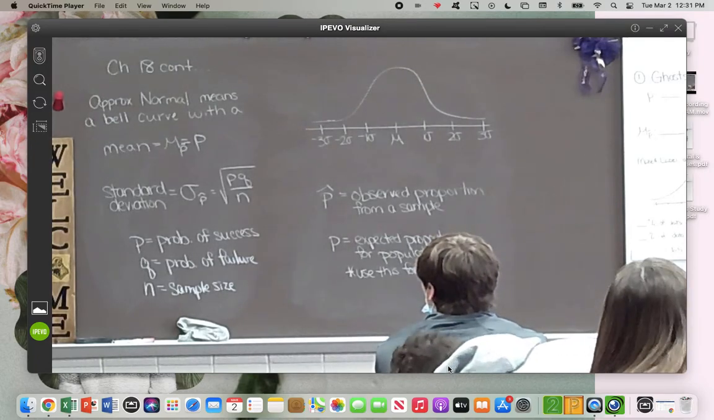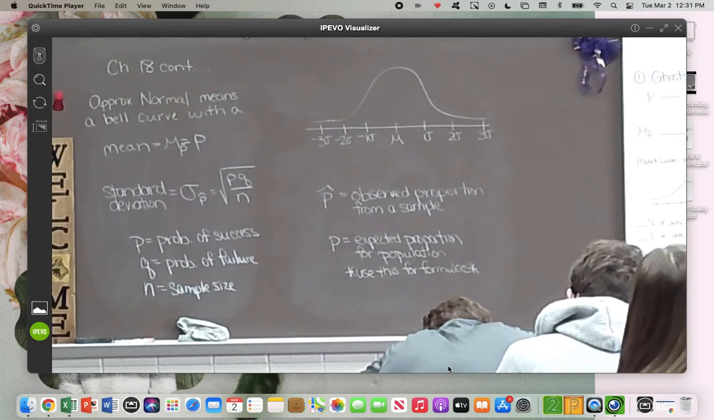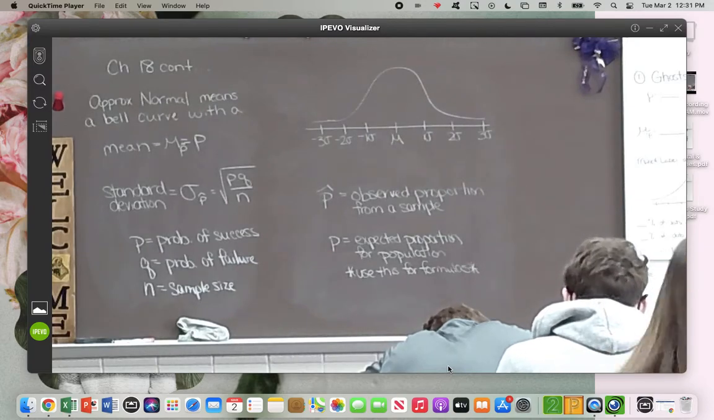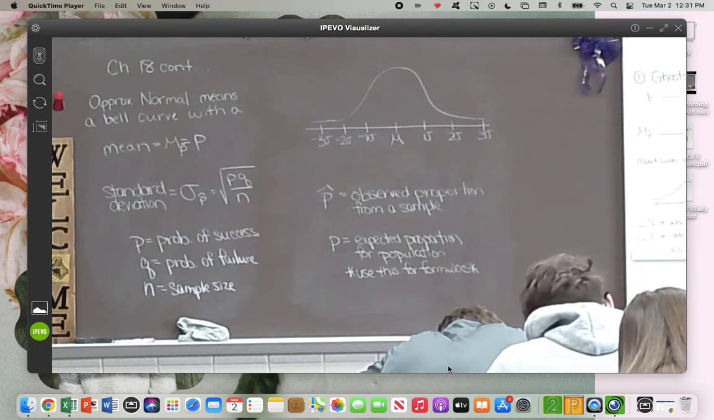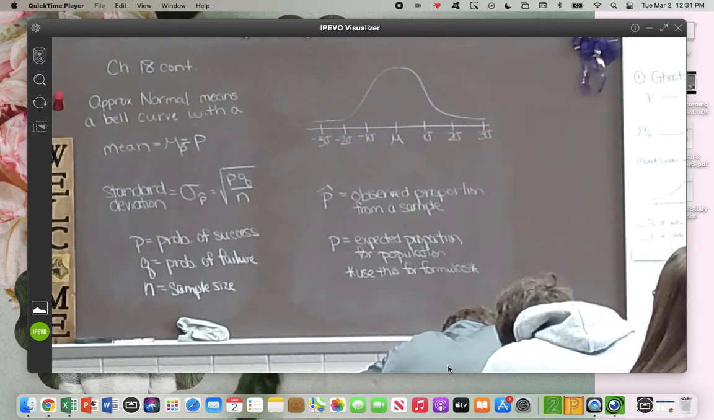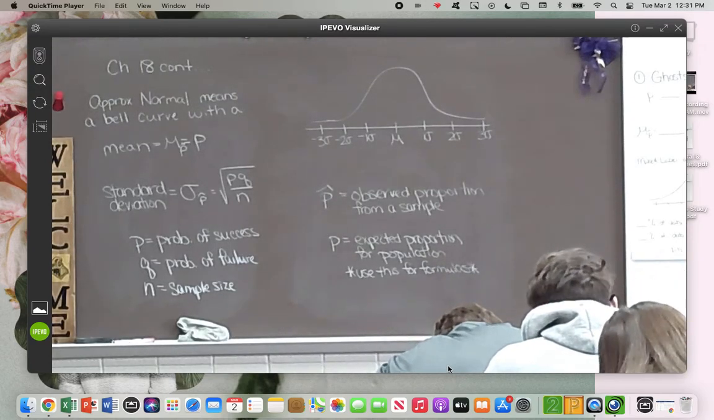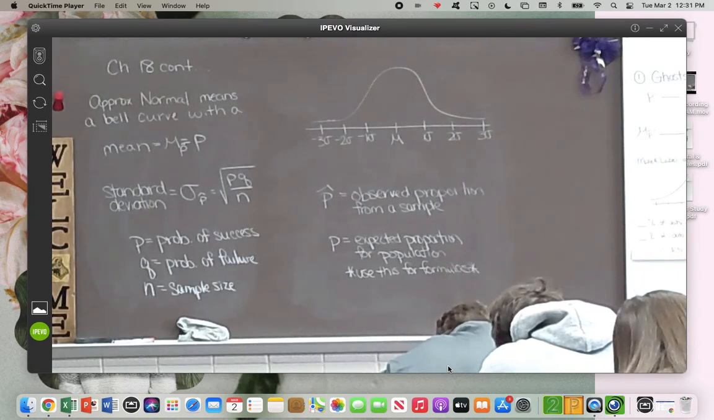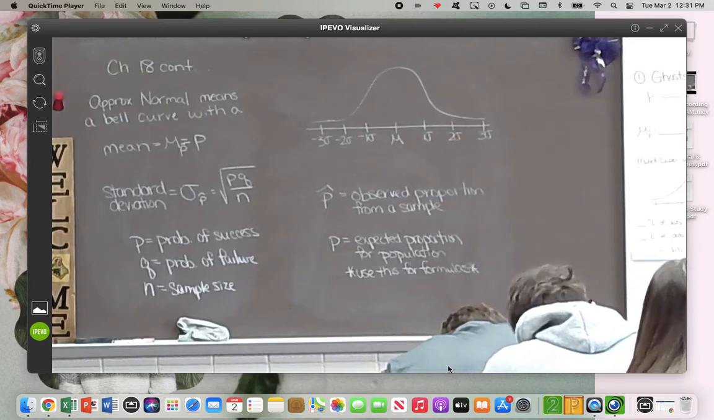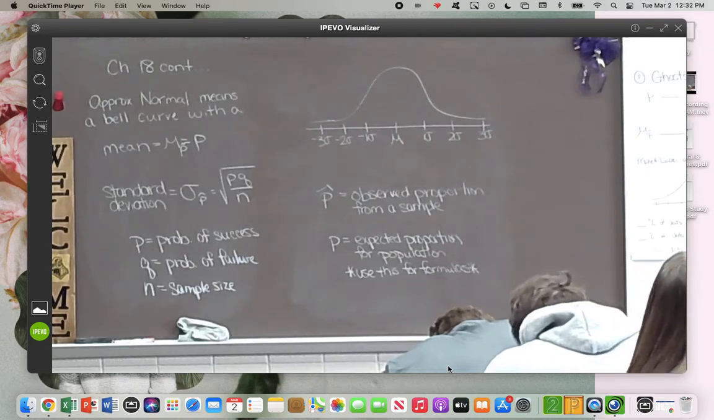These are the same values as yesterday. P is still the probability of success, Q is still the probability of a failure, and the value of N is our sample size. I drew that bell curve for you just to remind you that the mean always goes in the middle, and our values across the bottom always increase by a standard deviation at a time. Whatever that standard deviation is, we add it to complete the right hand side, and we subtract it to complete the left hand side. These are things that we did in September, October-ish.